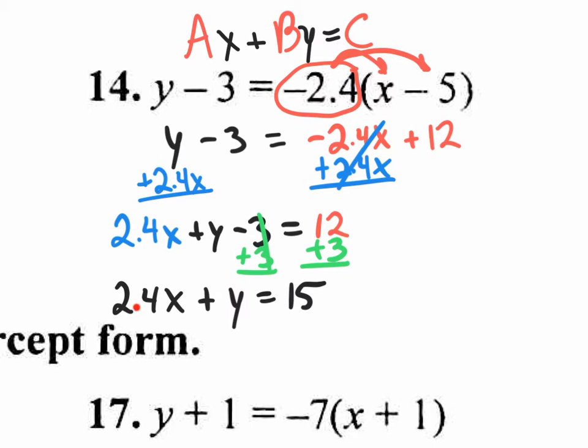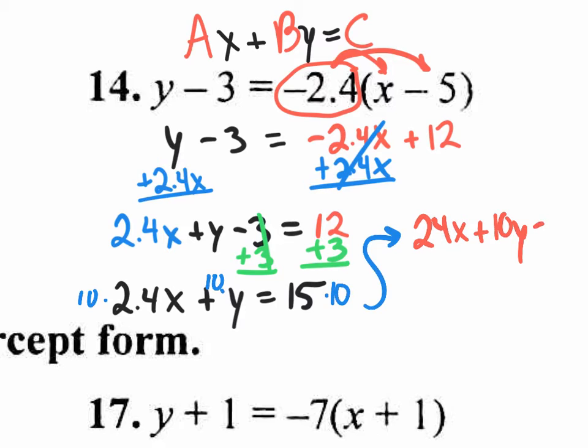Now again, I do not want a decimal. So in order for this decimal to move over 1 spot, I'd have to multiply everything by 10. Okay, so I need to multiply this by 10, this y times 10, and this 15 times 10. Okay, and when I do that, I'll get my final answer here. I'll do it in red. That'll be a 24x plus 10y equals 150.